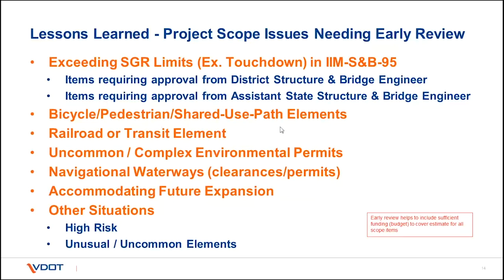These other items down here, the bike ped, the railroad, the complex environmental permits, any navigation clearances, or future expansion. Again, these are elements that are a little more complicated in terms of ensuring they'll be covered by the program, and are often associated with scope creep or cost increases on the estimates. So again, if we could coordinate early with those aspects as well.